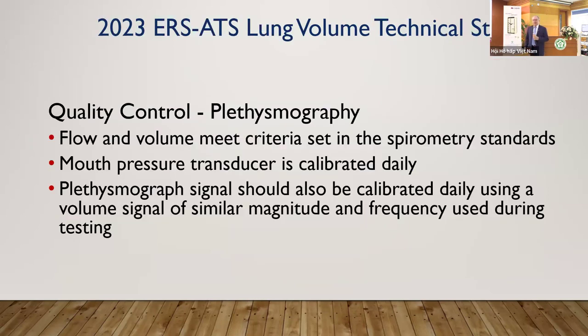Now the body box needs to have its flow sensor calibrated for accuracy of flow and volume, because we still measure flow and volume through the system. The mouth pressure needs to be calibrated every day, and the signal or magnitude of the box, how it transforms pressure into volume, needs to be calibrated every day, and it will go through that process automatically.